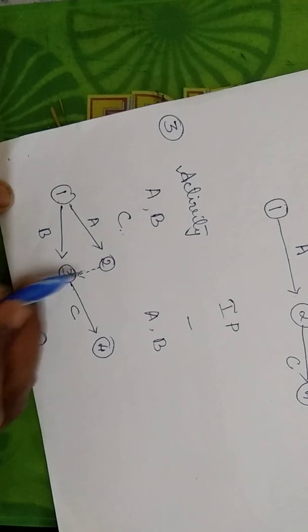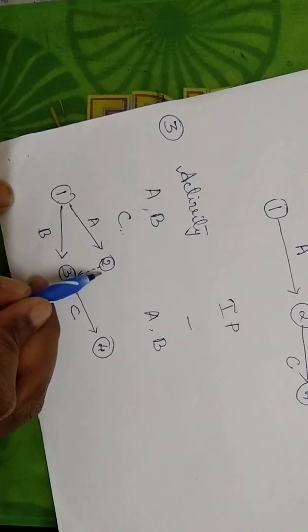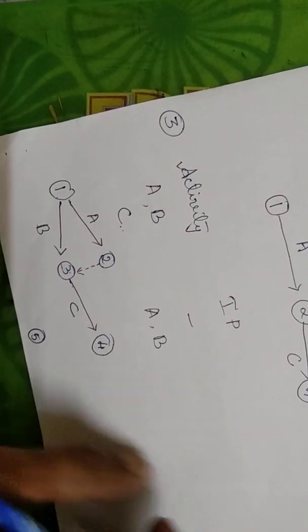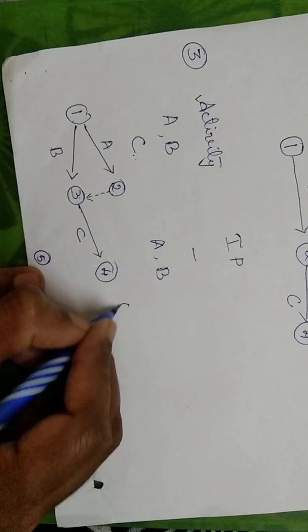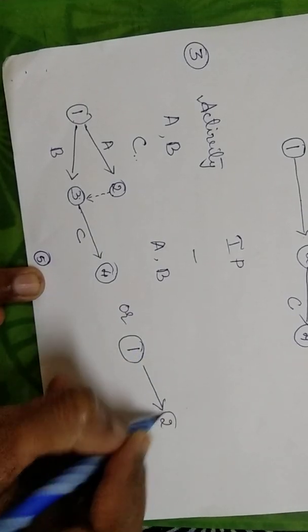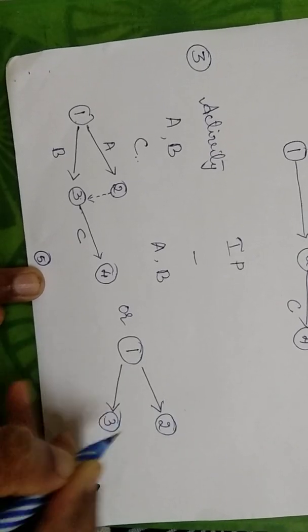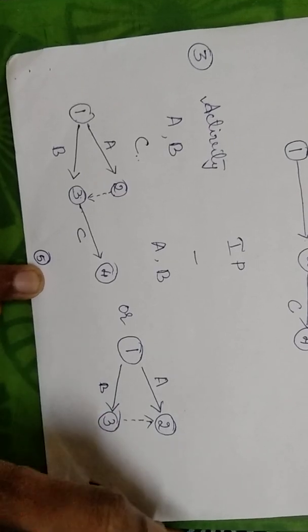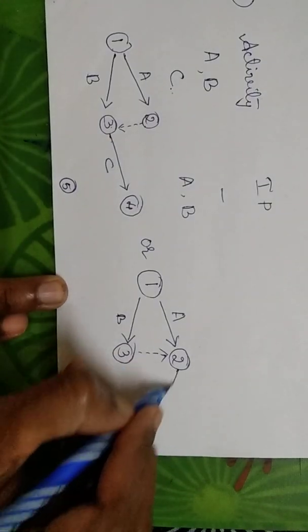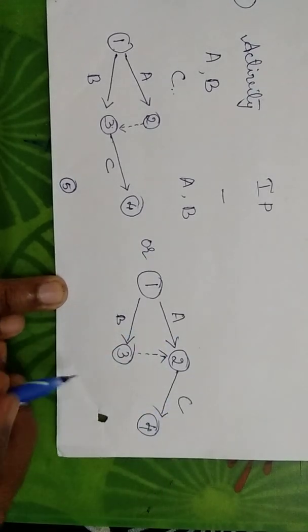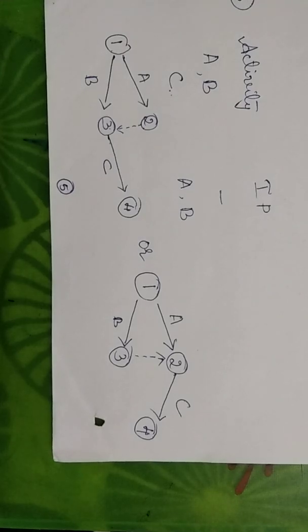So I will be able to complete the C activity. If you observe here, you can draw the dotted line from either 2 to 3 or 3 to 2. It can be drawn the other way also. This is 2, this is 3, correct? A and B both have to be completed. Here I am drawing the dotted line from 3 to 2, and this is how I complete the 3 activities A, B and C. This is how we work out this third problem.